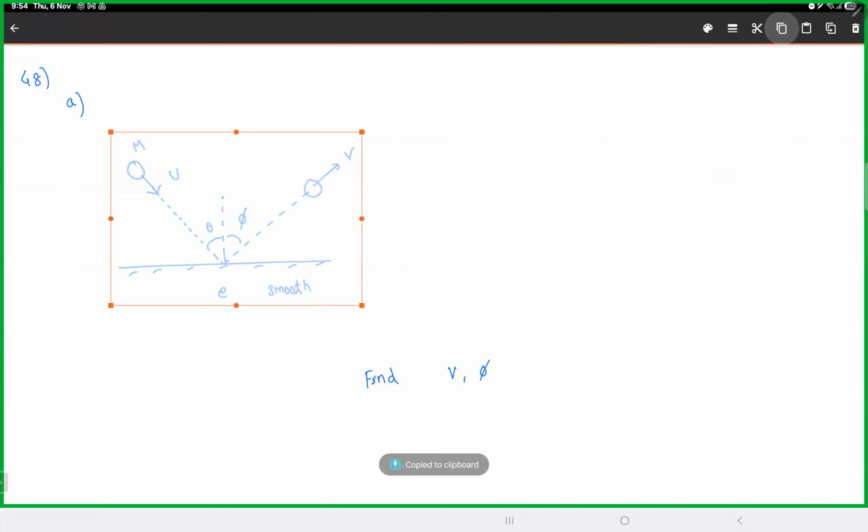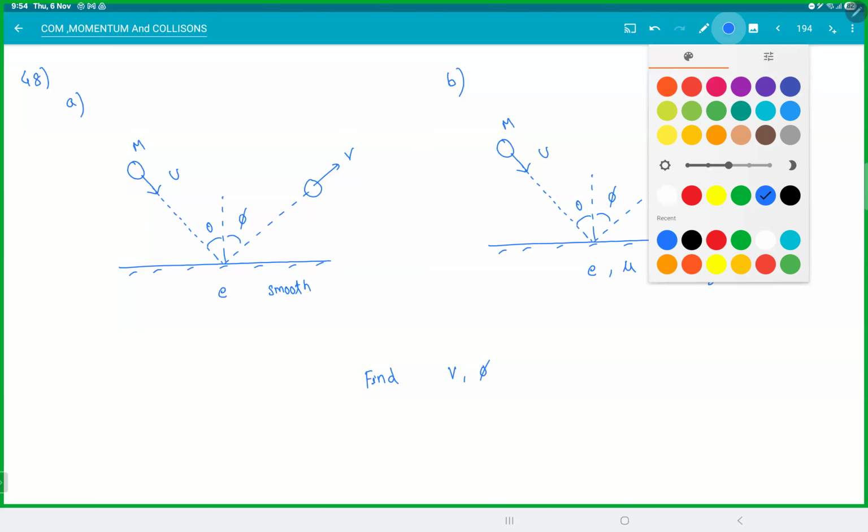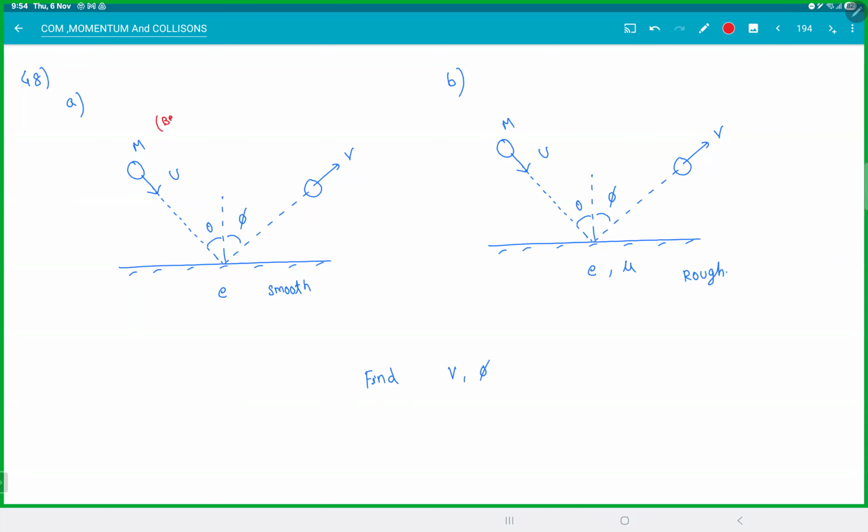The better question is this. Same question, but this time it is rough. So before collision, the ball comes with speed u and hits the floor, and after collision, it bounces off with speed v at an angle phi. Find v and phi. Two cases. Case one, the floor is smooth. Case two, the floor is rough. The smooth case is a proper mains level question. The rough case will be an advanced question. Let's see. First, let's do the smooth one, and then we'll go for the second part.